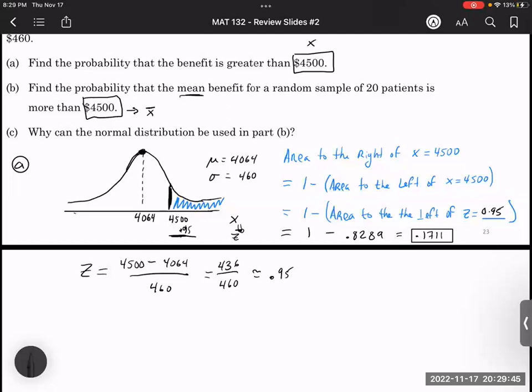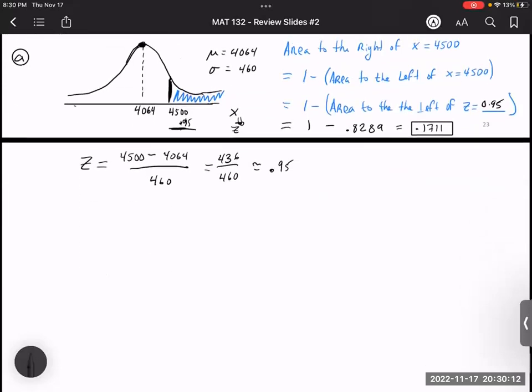Part A is very similar to problem 9, except that problem 9 was the difficult one because it was going backwards. This one was going in the other direction, much easier. All right, now we just have to do part B. Part B states: find the probability that the mean benefit, the arithmetic average, for a random sample of 20 patients is more than 4,500.